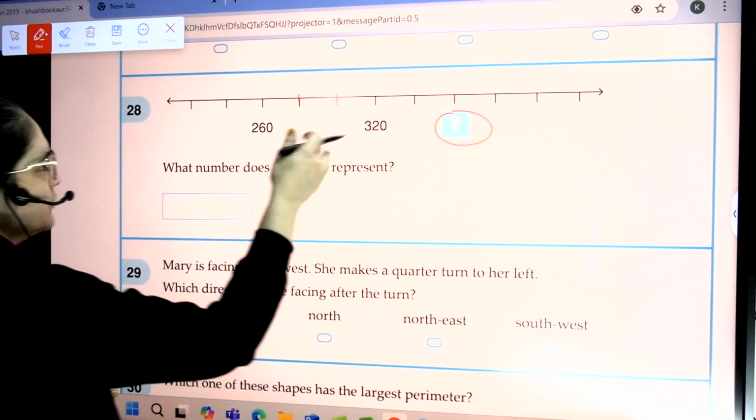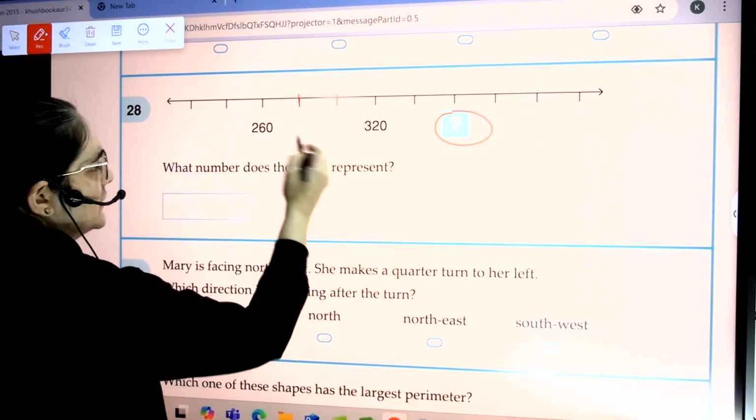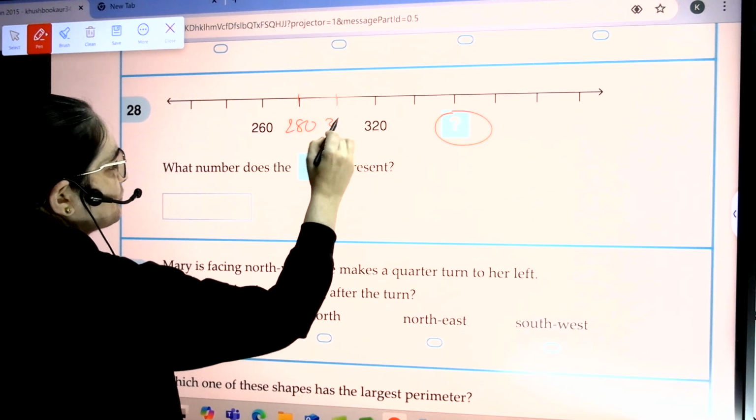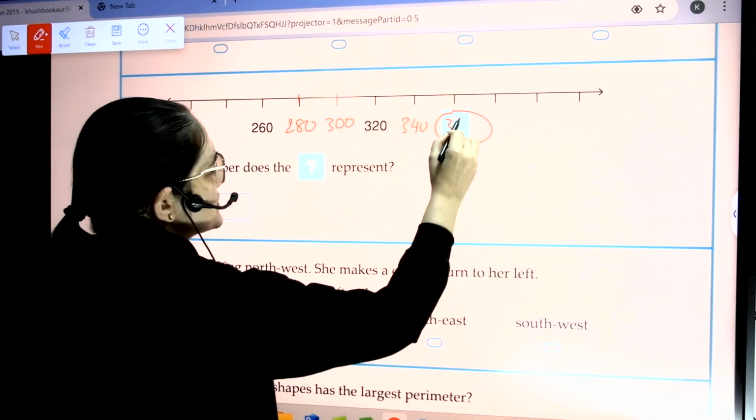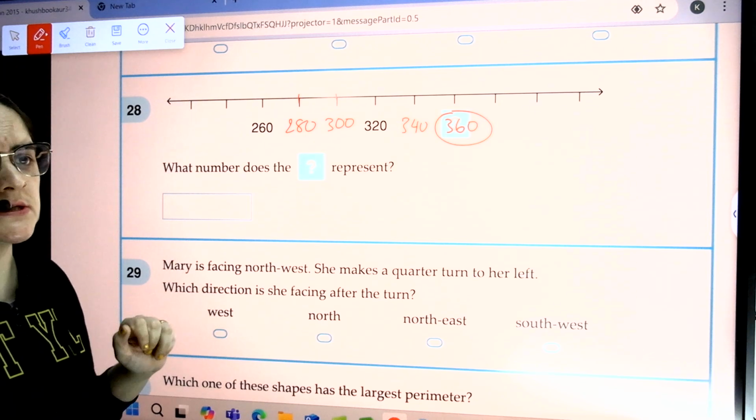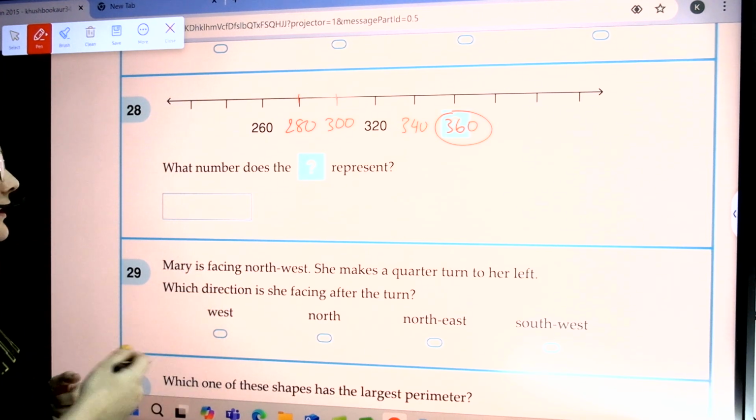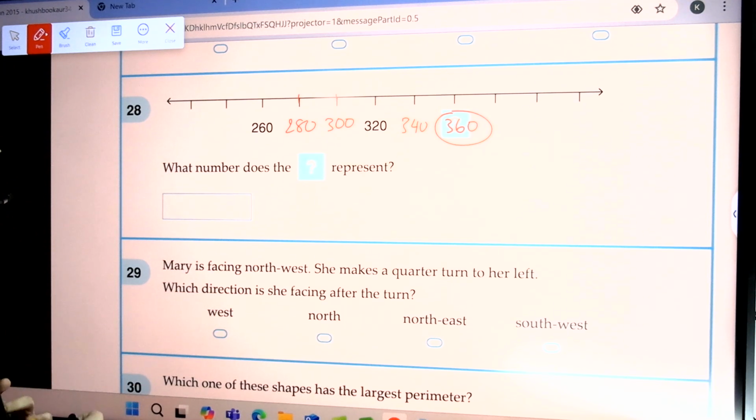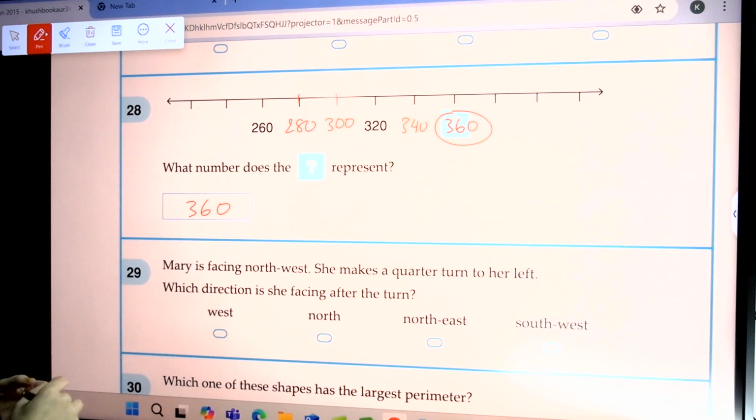there's always equal gap. Okay, so 260, then I think it should be 280, 300, 320, 340 and 360, isn't it? It's counting by 20, as you can see. So they are easy numbers. You can always see if it is counting by 10, 20, 25 or something else. So 360 is the correct answer. Let's move on to the next one.